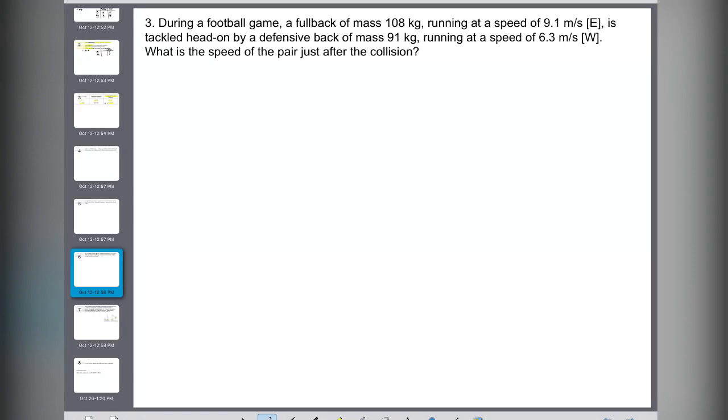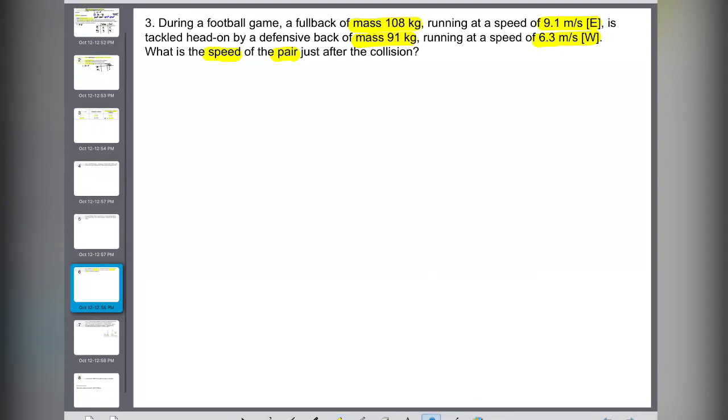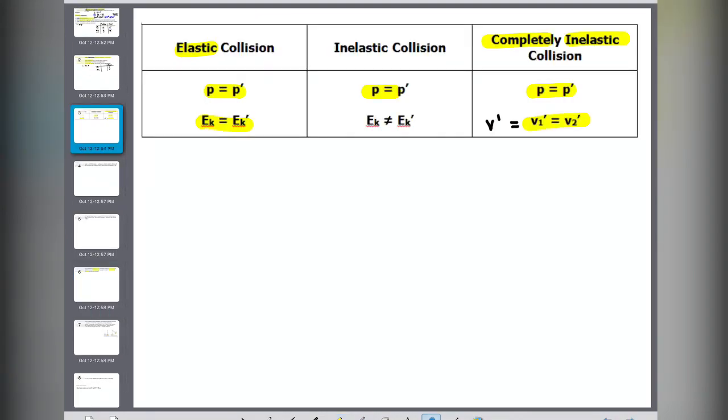This time I'm going to start with question number 3, so please turn to question number 3. During a football game, a fullback with a mass of 108 kilograms runs at a speed of 9.1 meters per second east, and is tackled head on by a defensive back with a mass of 91 kilograms running at a speed of 6.3 meters per second west. What is the speed of the pair just after the collision?